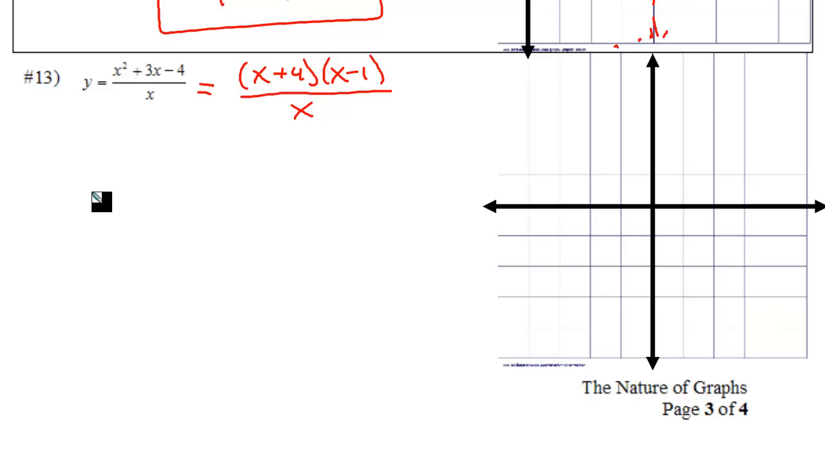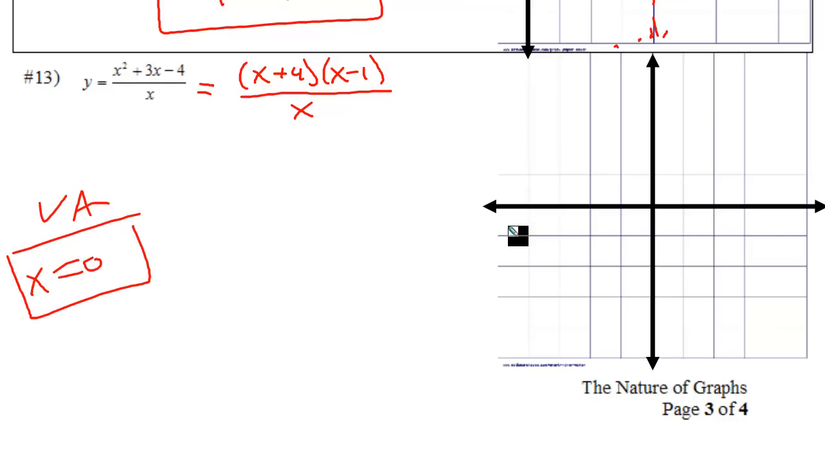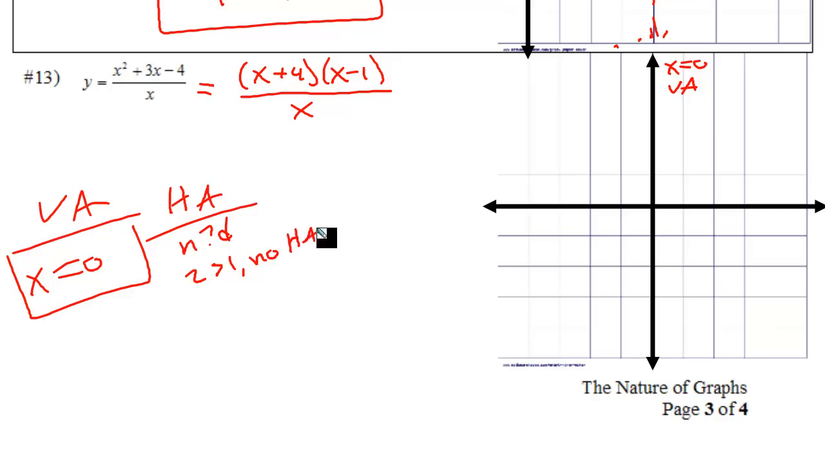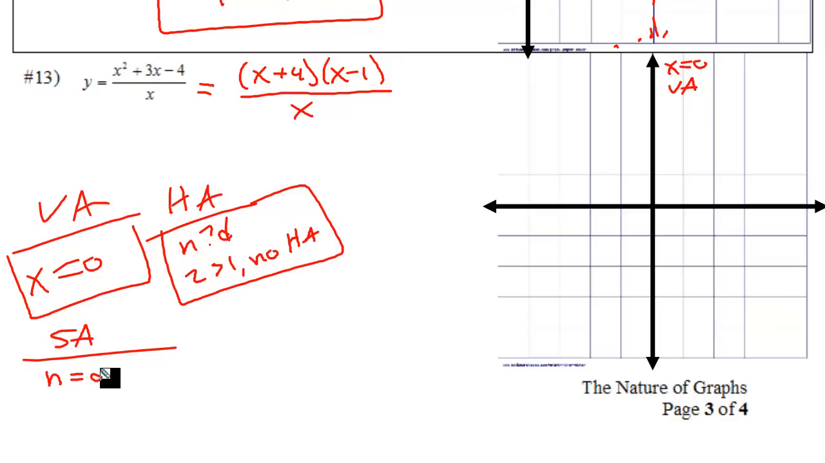Before we do that, we want to find the asymptotes. Vertical asymptote, take your denominator, set it equal to 0. So x equals 0 is the vertical asymptote. Horizontal asymptote, compare n to d. In this case n is 2, which is bigger than d, which is 1, so there's no horizontal asymptote. If there's no horizontal, there could be a slant. Is n exactly 1 more than d? In this case it is, because 2 equals 1 plus 1.